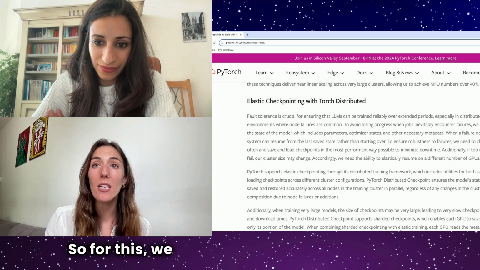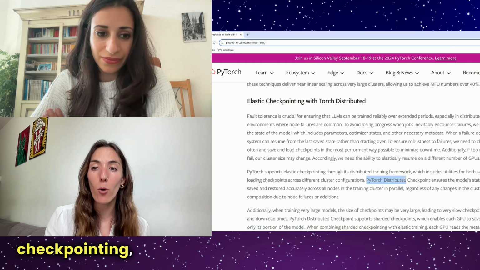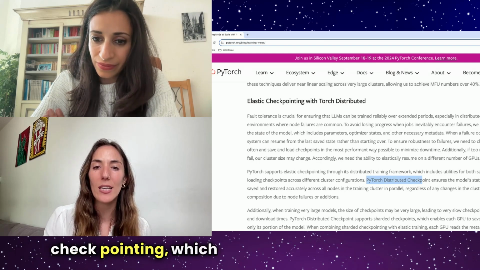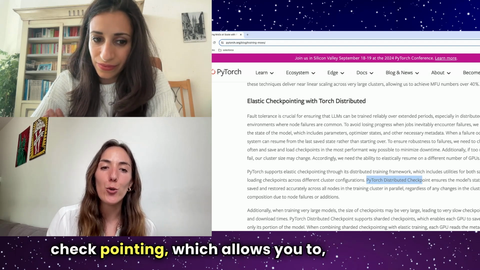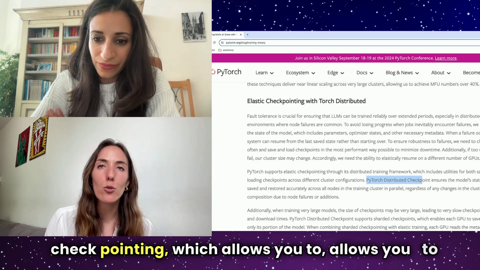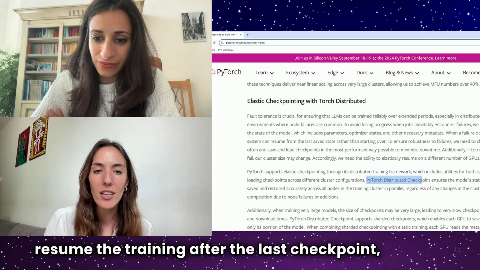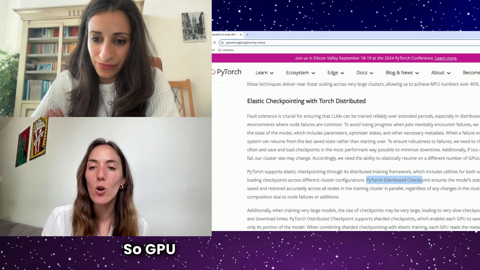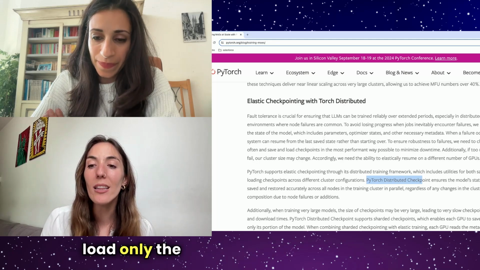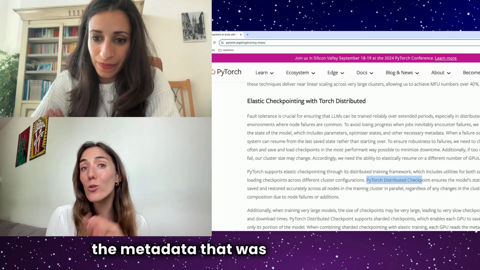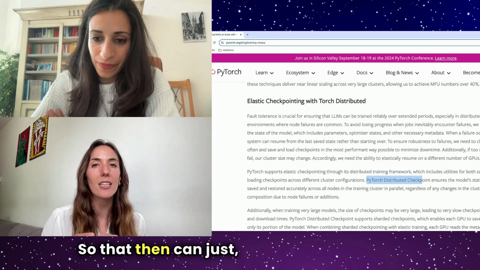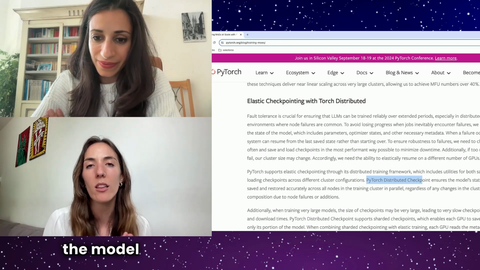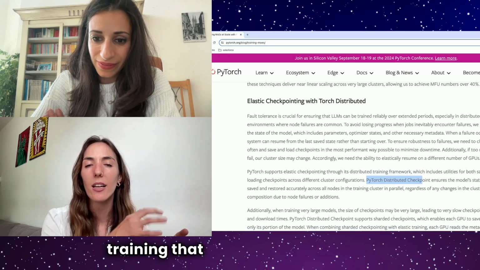For this, we will use the PyTorch distributed checkpointing, which supports elastic checkpointing, which allows you to resume the training after the last checkpoint, but also allows for sharded checkpoints. Each GPU will be able to save and load only the proportion of the model and the metadata that it was responsible for, so that instead of loading all the model and all the metadata unnecessarily, it only loads what is required to continue the training that it was responsible for.